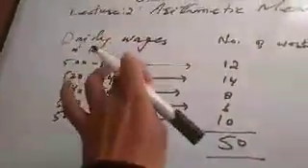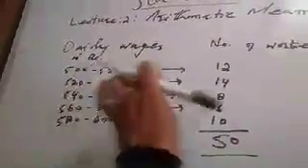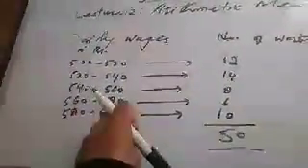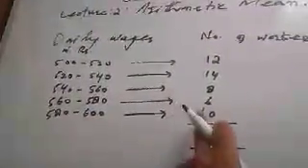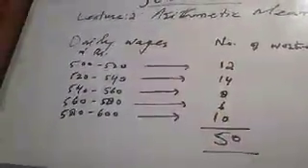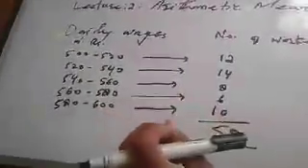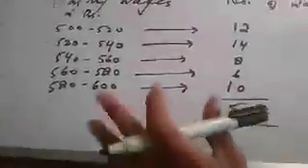So the data is related to daily wages of workers. 12 workers are in the range 500 to 520, 14 workers in 520 to 540, 8 workers in 540 to 560, 6 workers in 560 to 580, and 10 workers in 580 to 600, and the total is 50. Now we have to find the average wage of a person in this question, so we have to find the arithmetic mean.